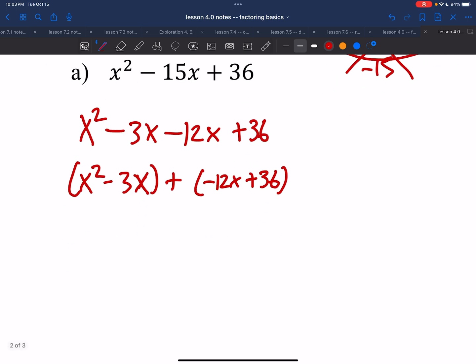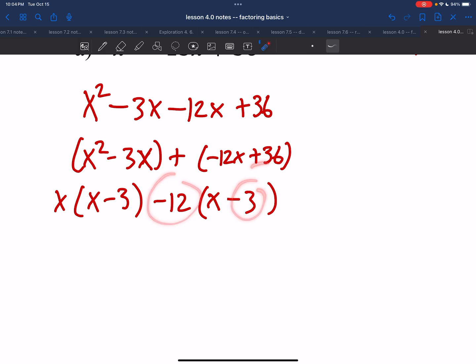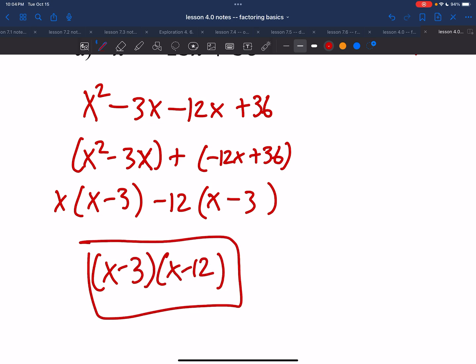Now looking at this, I do GCF on both. GCF of the first group is x, getting me x minus 3. GCF of the other group is 12, but in particular, I would like the lead term to not be negative, so I'm going to factor out negative 12. Negative 12 would get me x, and then negative 12 times negative 3, right? Negative times negative is a positive. 12 times 3 is 36. x minus 3 is in common on both, and so I have x minus 3 times x minus 12. And we are done.